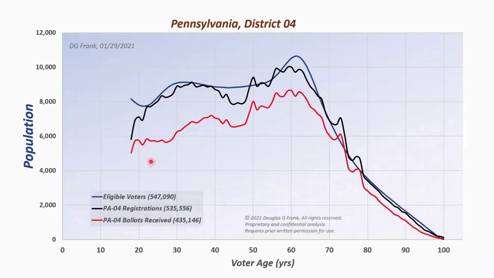Now here, this red graph shows you by age everyone we got a ballot from. So when you look at that, you notice some things. You look at this and you say, well, wait a minute, that red curve looks an awful lot like that black curve. Surprisingly so. So that's another warning sign.